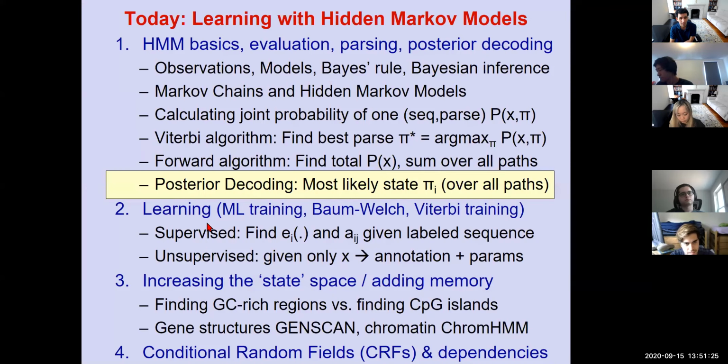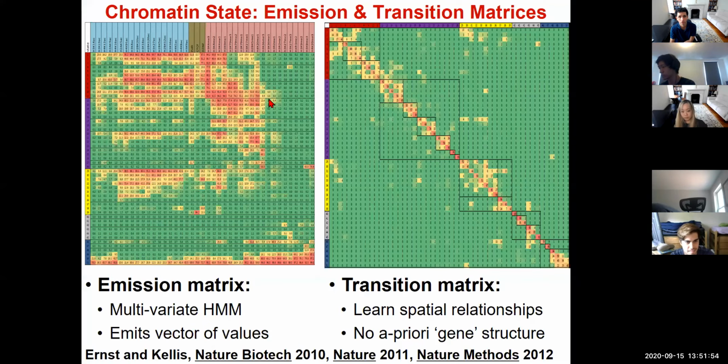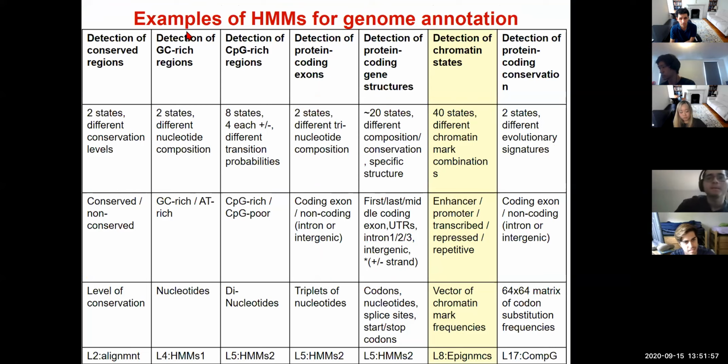So this was all about increasing the state space, finding GC-rich regions versus CpG islands, and then gene structures with Genscan, and then chromatin with ChromHMM, but also conservation with Congo, and so on and so forth. Okay? So now let's talk about posterior decoding, and then we're going to talk about learning. But first of all, who's with me so far on this whole matrix here? Do you see how we can augment these HMMs with a lot more complexity?